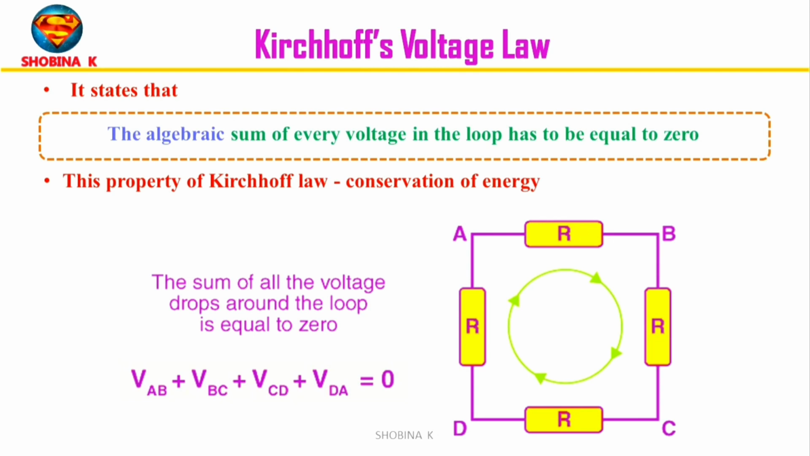When you begin at any point of the loop and continue in the same direction, note the voltage drops in all the negative or positive directions, and it returns to the same point.